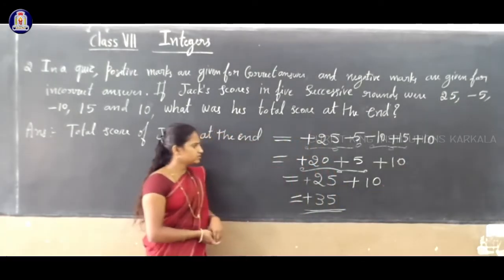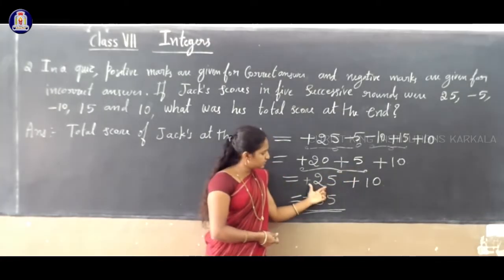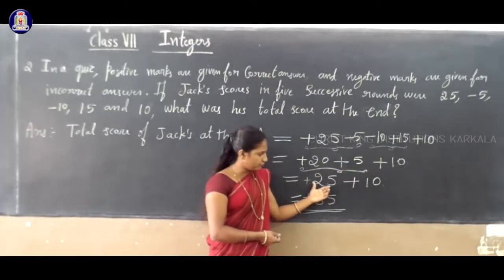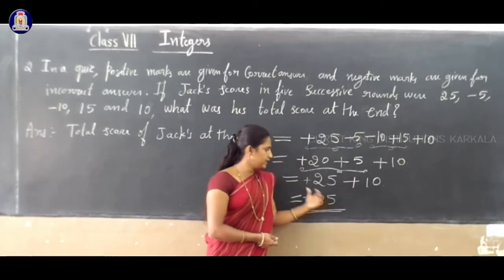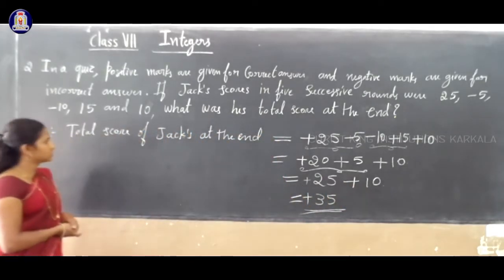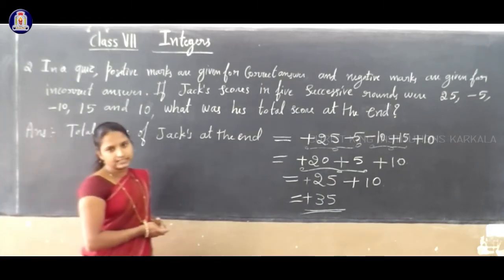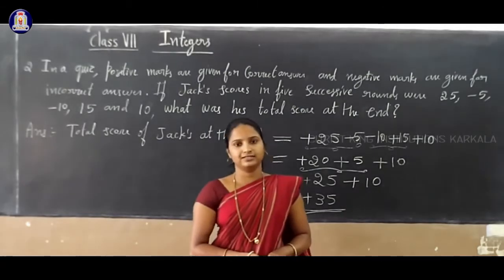Clear? So next step, add plus 20 plus 5 we get plus 25. Plus 25, next plus 10. So we get plus 35. So what is the total score of Jack at the end? That is 35. Total score is 35 marks. Clear? Yes. Thank you.